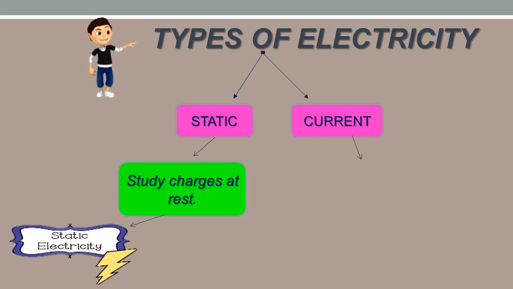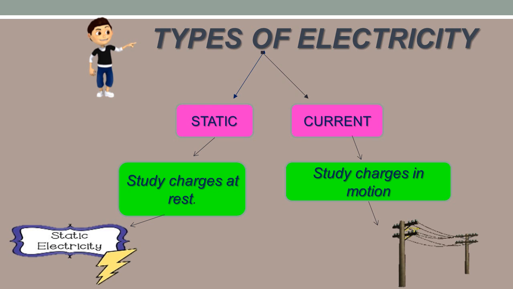Current electricity: when we study charges in motion, that is known as current electricity. A very common example: electricity coming to your home is an example of current electricity. And in class 10th we are going to study current electricity in detail.